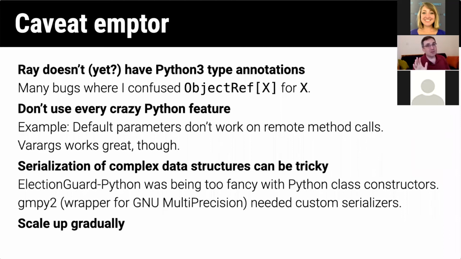But if you take nothing else from this talk, it's scale gradually. First I did 100 ballots, then I did 1,000 ballots, then I did 10,000 ballots, then I did 100,000 ballots. And every time I multiplied by 10, something broke. If you do it gradually, both scaling up your problem set size and scaling up your cluster size, you will be able to back off when things go weird and figure out what went wrong.